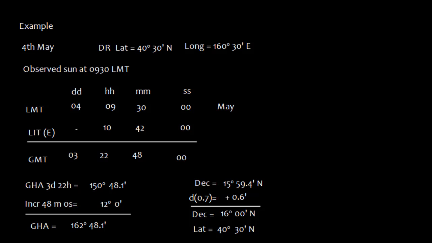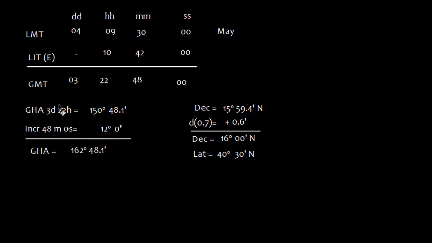Now what we do, we look at the almanac. First of all, we need to find GHA for 3rd day and 22 hour, which is 150 degree 48.1 minute. The method to find GHA from almanac has already been discussed. Increment 48 minute 0 second, you got to look at the increment table, then you find this is 12 degree. Similarly, we talk about declination, which is 15 degree 59.4, the value of d is 0.7. So it is increasing, so we use plus sign 0.6, we get the declination 16 degree.